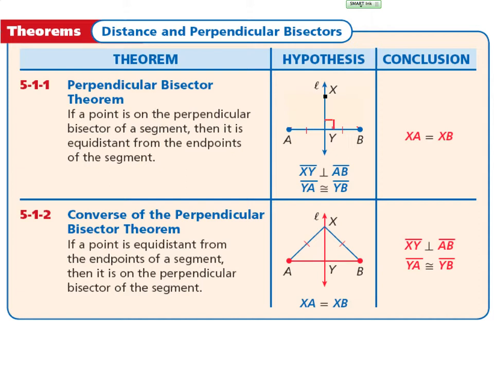Now let's read through. Okay, so quit drawing. Let's read the theorem. Okay? If a point, you read it with me. If a point is on the perpendicular bisector of the segment, then it is equidistant from the endpoints of the segment. What's the hypothesis?